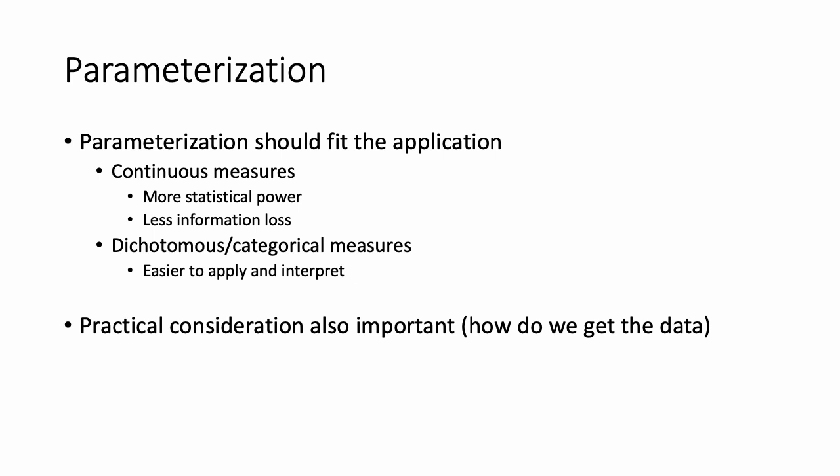But again, you might lose information going from the actual measured blood pressure to saying someone has hypertension based on some dichotomous cutoff. An important consideration, of course, is always the practical consideration. How are we going to get the data? Can I get a continuous measure, or is it easier to just get a category?